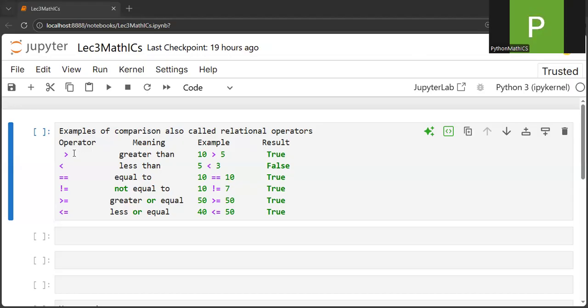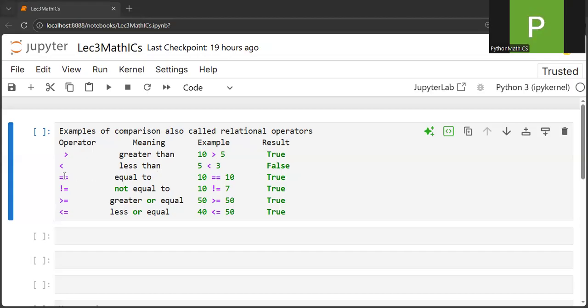So you see this operator, you will be familiar with this one. You check whether two numbers are the same or greater, right? So for example, we have 10 greater than 5. You understand 10 is greater than 5, so that means the result should be true. Similarly, we have the less than symbol like this, and we say 5 is less than 3. So you understand 5 is not less than 3, so that means the answer should be false.